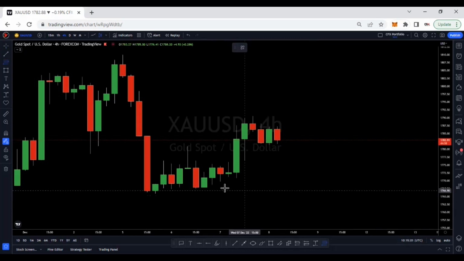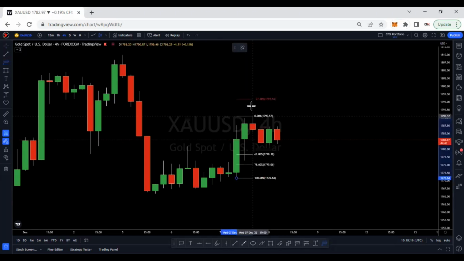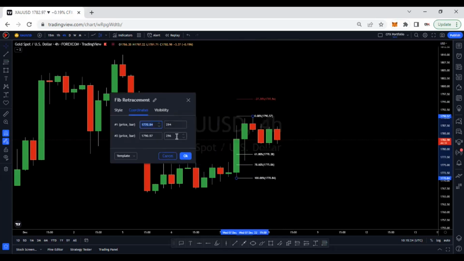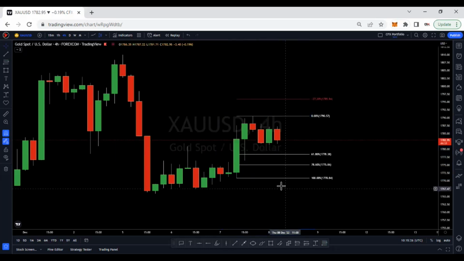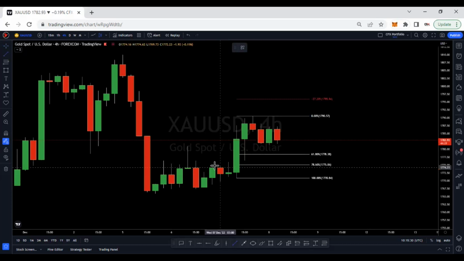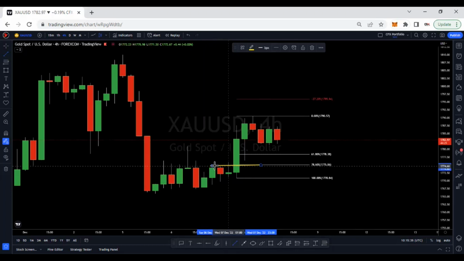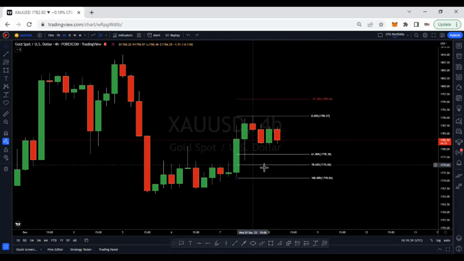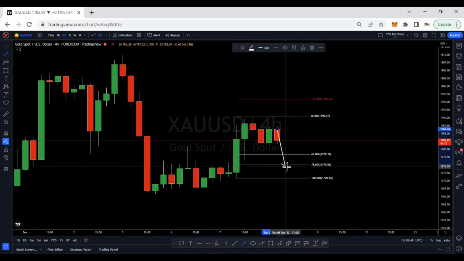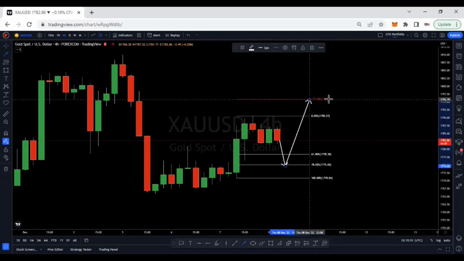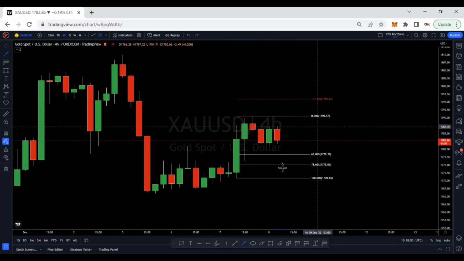Now, when we take our Fibonacci, we have to turn on the magnet so that we can get the perfect low as well as the perfect high right here. Let's extend the Fib to our right. Okay. Now on the Fib, you can clearly see we have this 786 level almost in line with our demand zone. That is another indication that the market is likely to hit this level before we continue the upside.